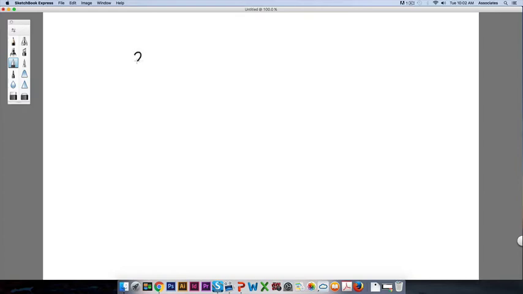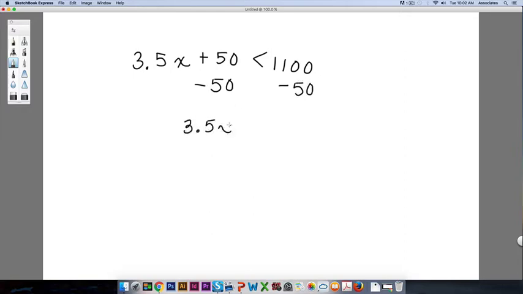All right, it says to solve this inequality: 3.5x, where 3.5 came from $3.50, plus the $50 charged for delivery has to be less than $1,100. So again, I'm going to get rid of adding first by subtracting 50 from both sides. I get 3.5x is less than 1,050. Notice when I add or subtract, it doesn't flip the inequality.